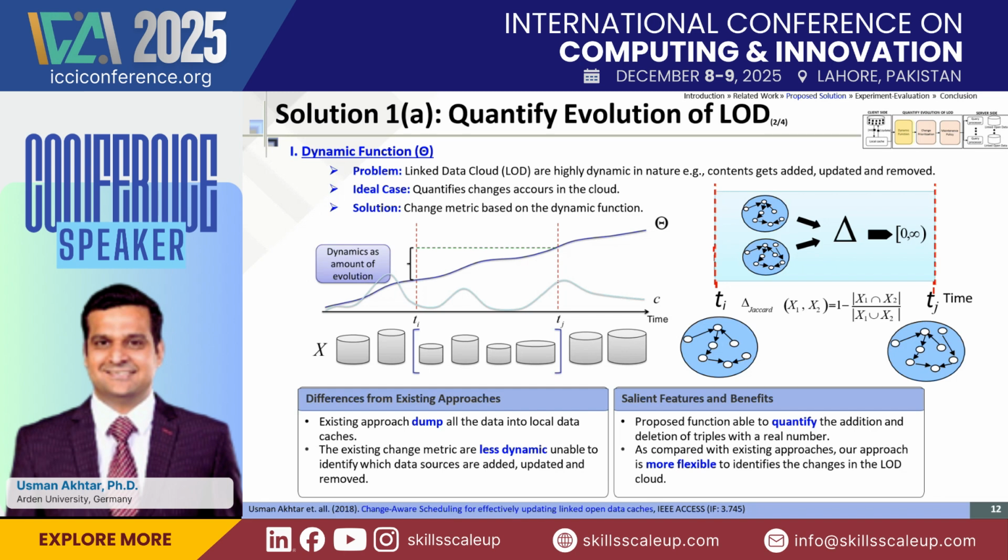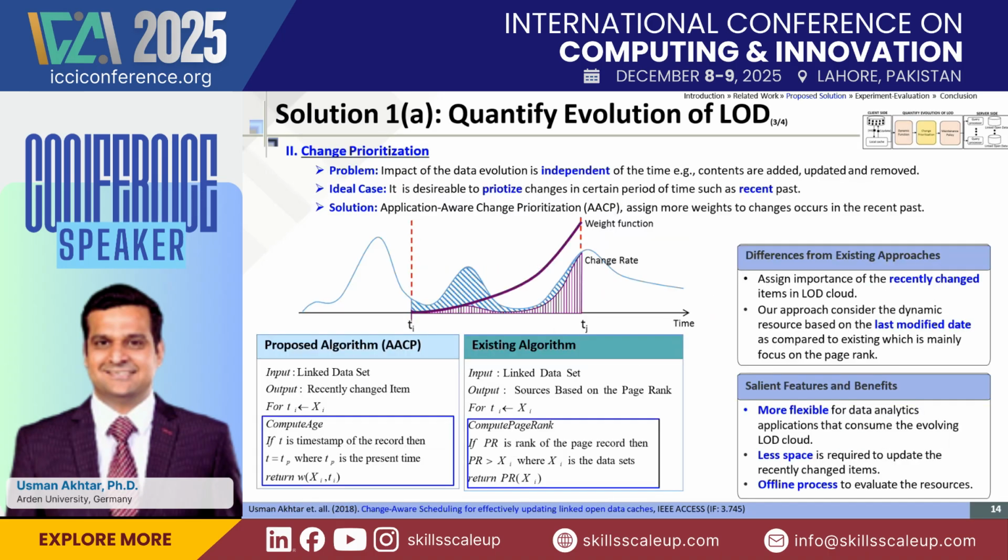So our solution is a dynamic function, denoted in this figure, that quantifies the change in real time. This function measures the addition, modification, and deletion of triples. For example, if a data set like DBpedia is updated frequently, our function will detect these changes and prioritize updating the local cache for that data set. This also ensures that the user always has access to the most current data. Unlike existing approaches that rely on a static dump or PageRank, this dynamic function is more flexible and adaptable, making it ideal for the evolving nature of the data.